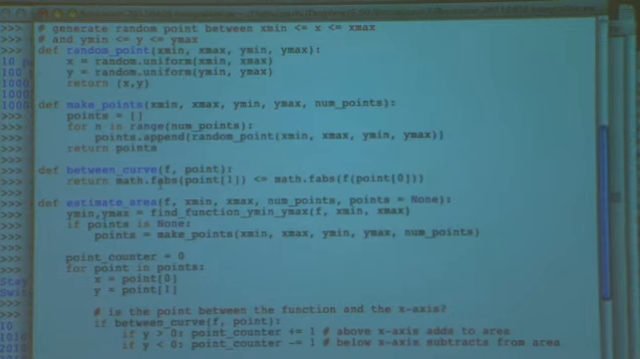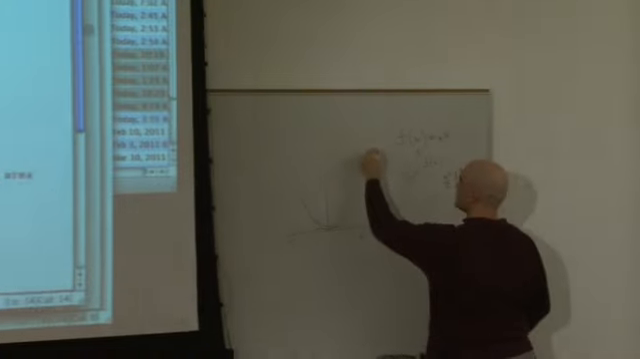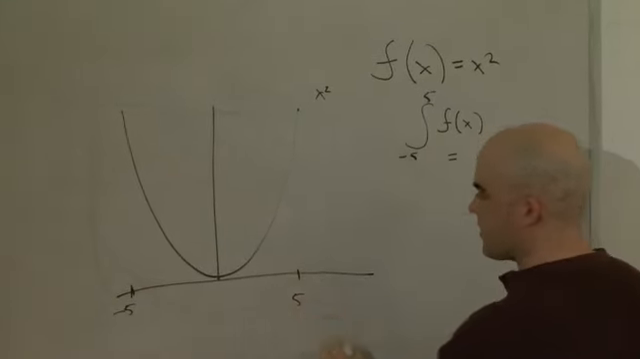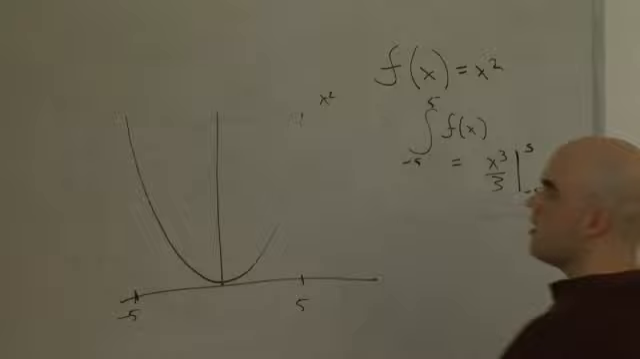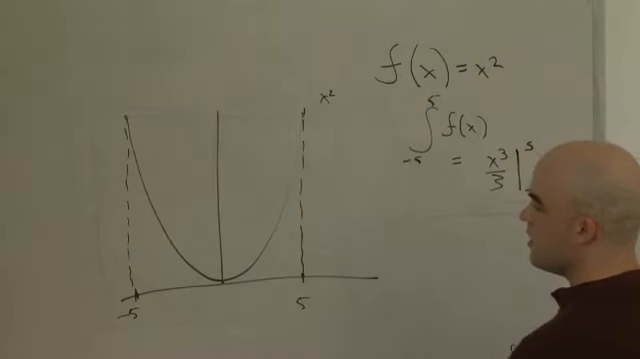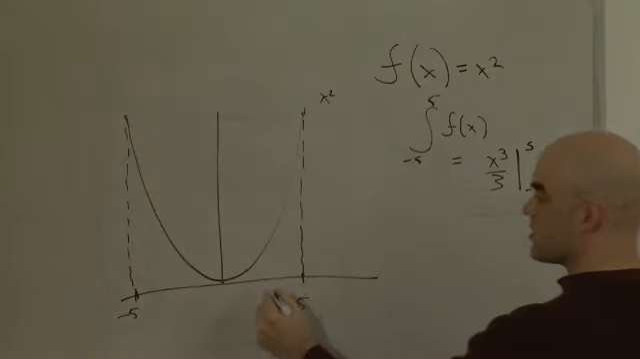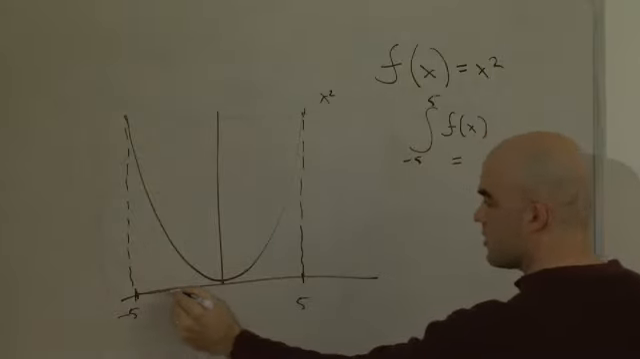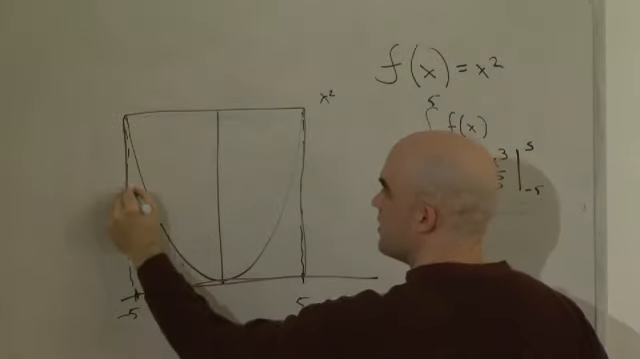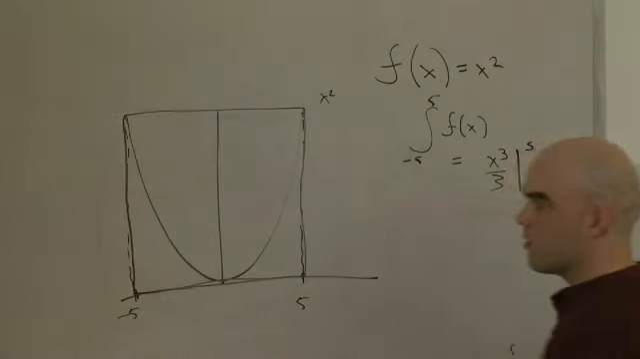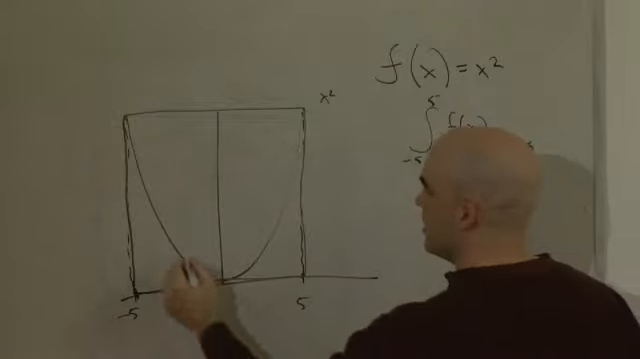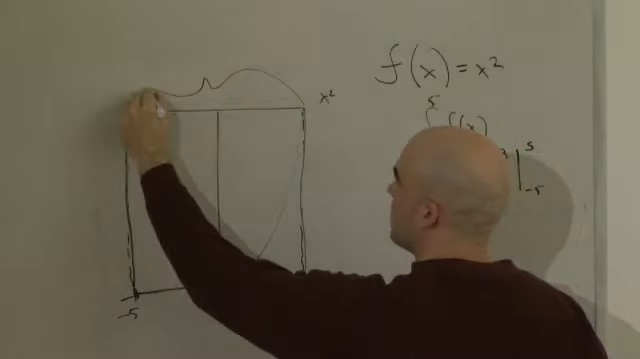I'm going to take a function, and this is going to be x squared. And then I'm going to take an x min and an x max, right? These become my left and right boundaries. And then I'm going to find the minimum of the function between these limits and the maximum of the function. So you see what I'm doing? I'm defining a rectangle, right? So again, same thing.